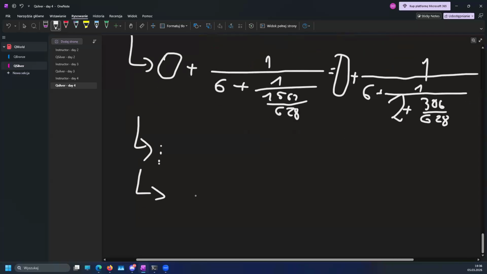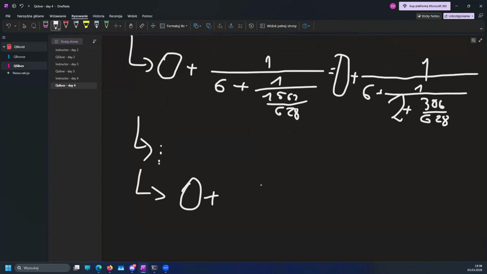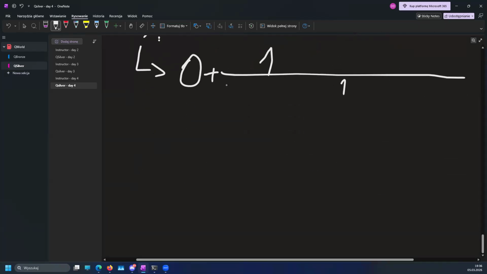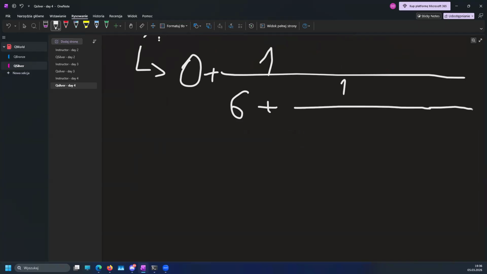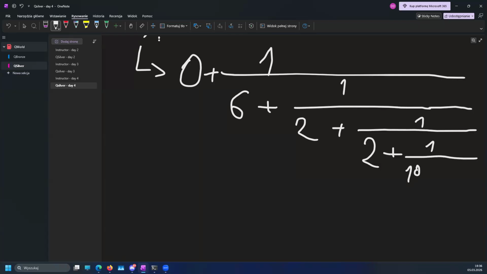And eventually, we are short on time, so I will not be showing the whole example. We will end with something like this. It will be here 1, here will be 6 plus something. Then again, we will have 2 plus, and here we finished, plus something. Yes, here will be 1. Then again, you need to believe me, there will be plus 1, divided by again something. Here it will be a pretty big number, 19, plus 1 divided by 8.